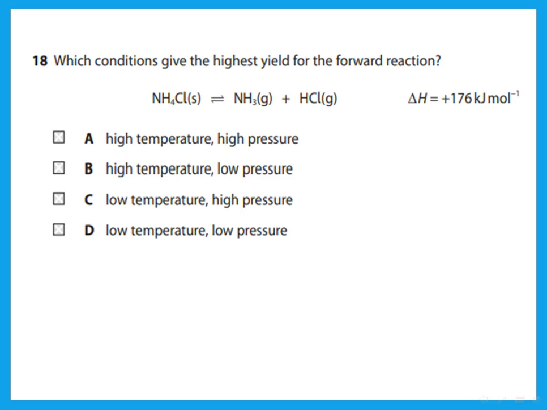Which conditions give the highest yield for the forward reaction? So he wants the forward reaction, and he already tells me that delta H is positive. That means the forward reaction is endothermic. So should the temperature be high or low in order to go endothermic? I should choose a high temperature. Remember, increasing the temperature goes endo. So I want to go forward. I need a high temperature.